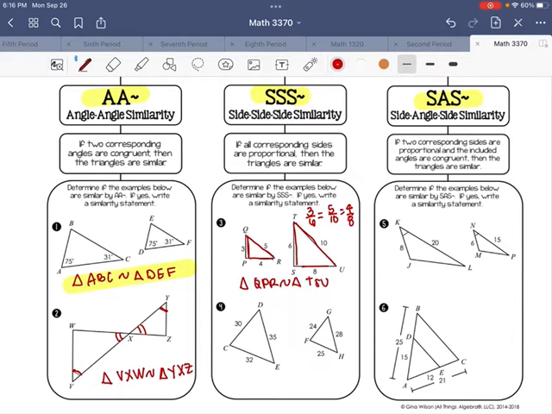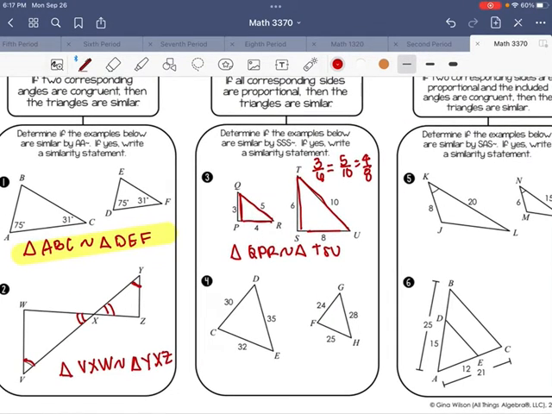All right, on the second one, we want to check them again. It doesn't matter which pair you start with. It doesn't matter if it's the big one on top, small one on top. So I can do, let's see, the 30 is going to correspond with the 24.